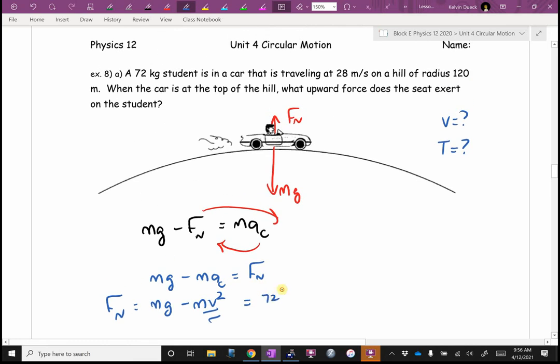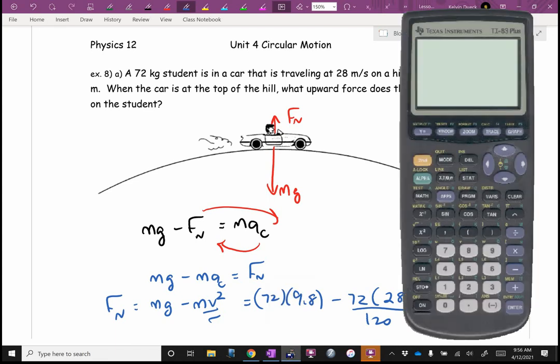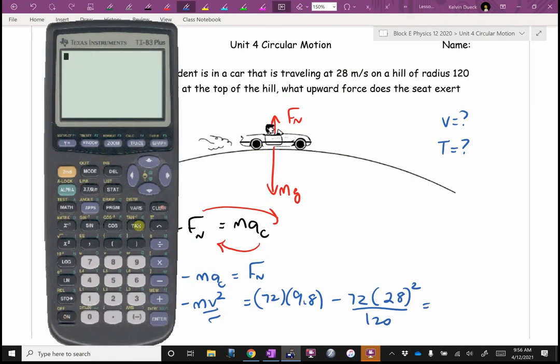So it's going to be 72 times 9.8 minus 72 times 28 squared all over 120. What did you get? That's my way of saying get your calculator out and practice typing these in. You get 235.2. And just for giggles, I'm going to quickly divide by 9.8. So this person feels as though their mass is 24 kilograms instead of 72 kilograms.